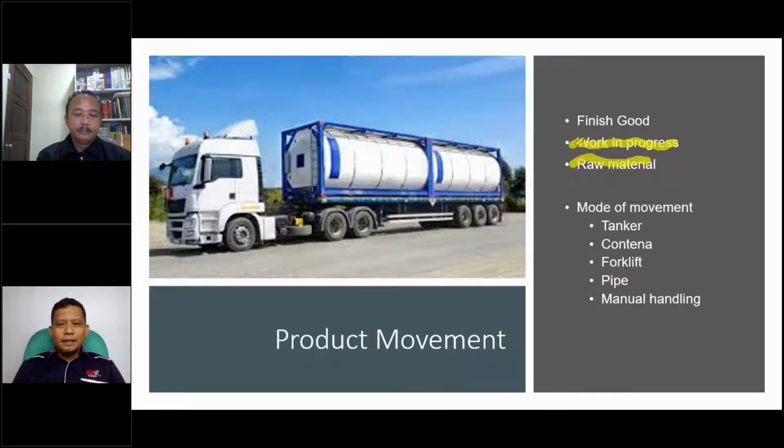Then the third movement is the finished good movement. This finished good is either in drums, or some of the products maybe in tankers, some of it maybe in bags. For example, plastic resin is in bags. Maybe they have 1 ton ISO bags, or they have 25 kilo bags. That's quite common in industry.